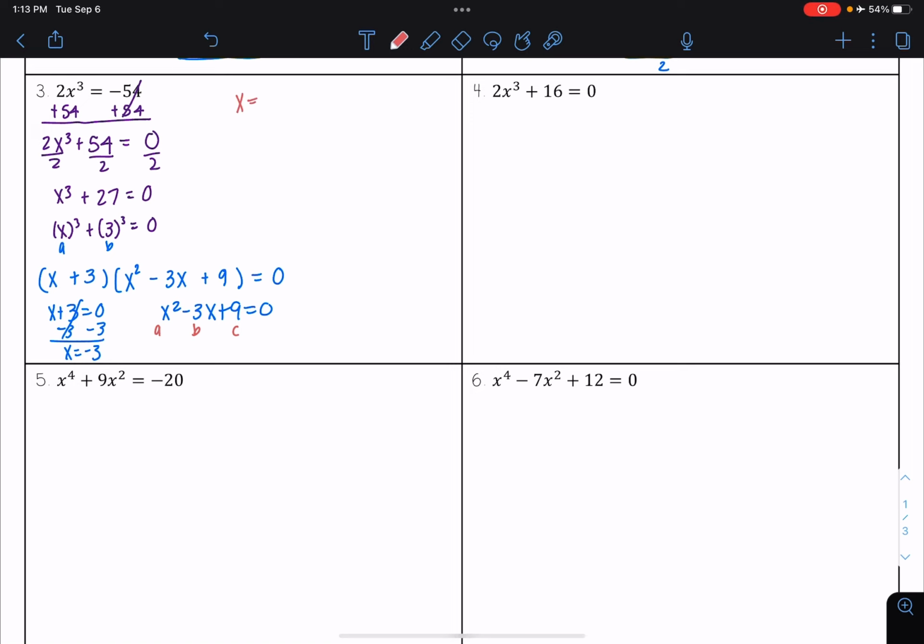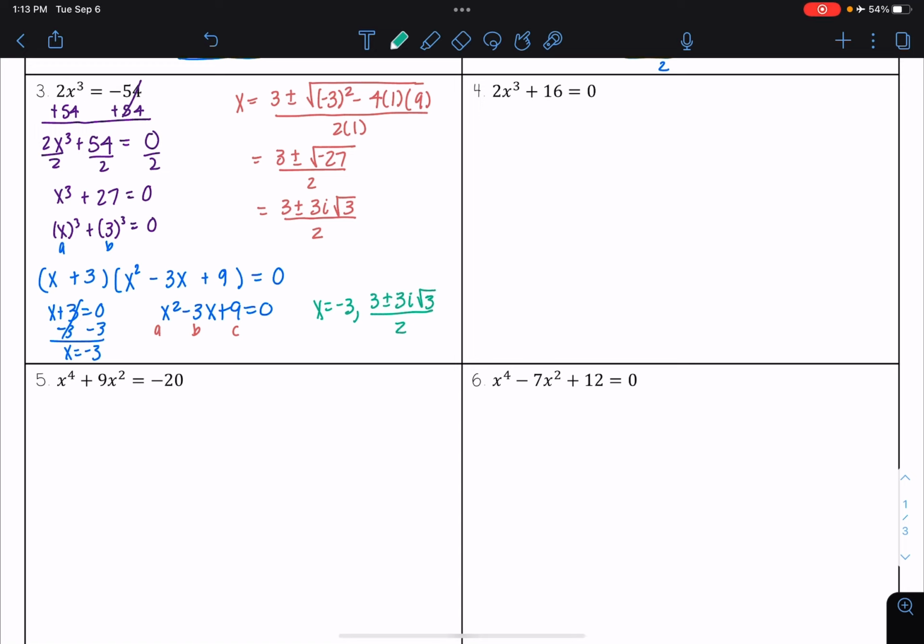And so I get that x is equal to negative b, so 3, plus or minus the square root of b squared, so negative 3 squared, minus 4 times a, which is 1, times c, which is 9, all over 2 times a, which is 1. Negative 3 squared, I get 9. 9 minus 4 times 1 times 9 is going to get me negative 27. And then when I simplify that radical, I get 3 plus or minus 3i root 3 all over 2. So that means my answers for this one are x equals negative 3, 3 plus or minus 3i root 3 over 2.